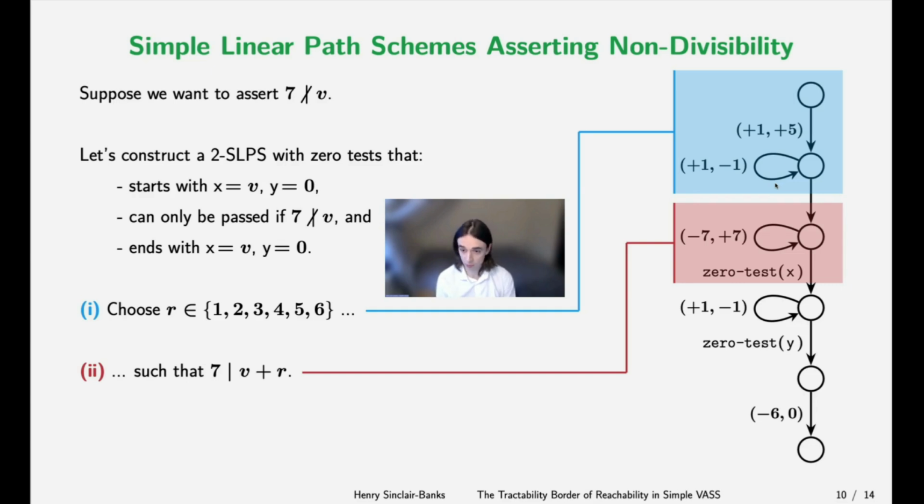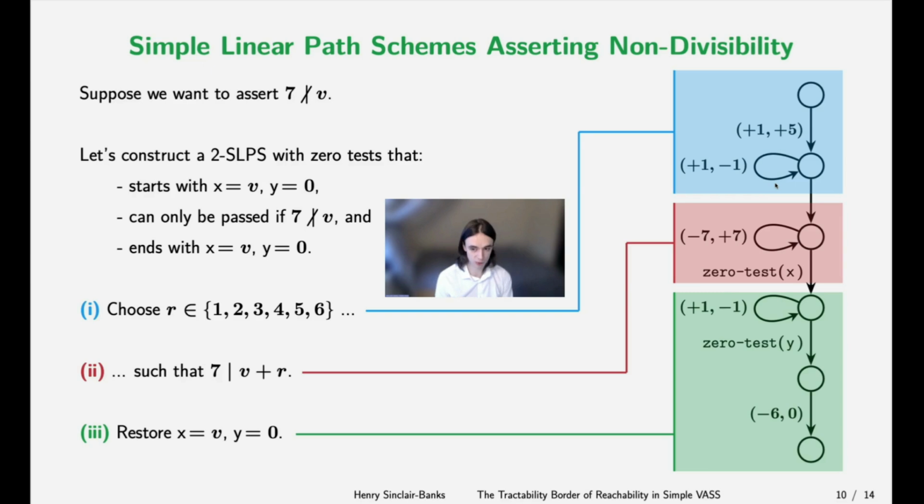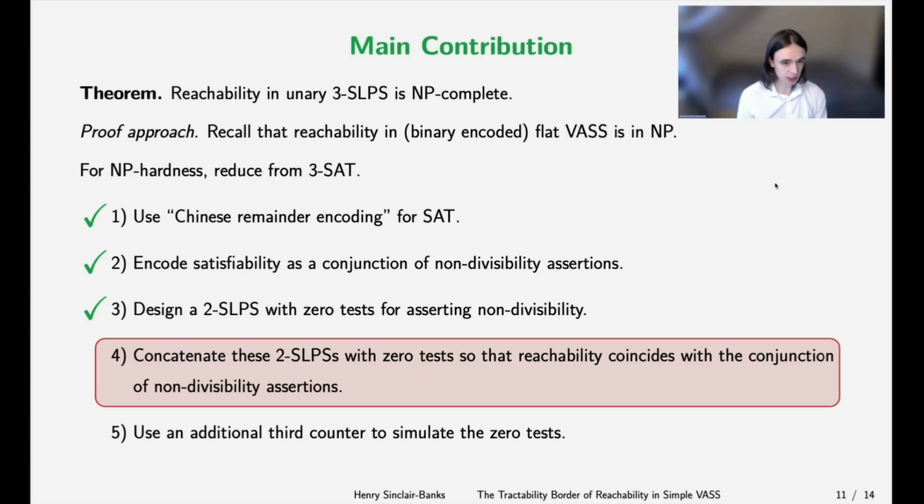So then in the following part, to restore the values x equals v and y equals 0 at the end, let's shift everything back over to counter value x. We do this with this loop by adding 1 to x and subtracting 1 from y, and then by 0 testing y to force that this shift was completed in its entirety, and then we'll just subtract 6 back from x at the end. And so we're done. And so now I've explained step 3.